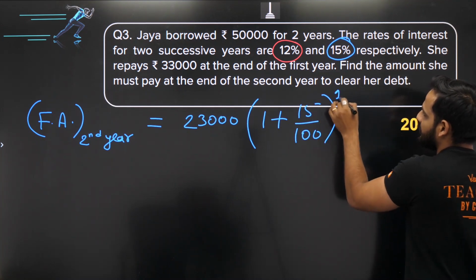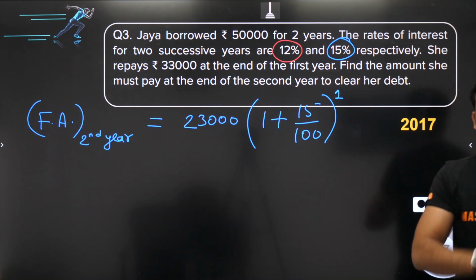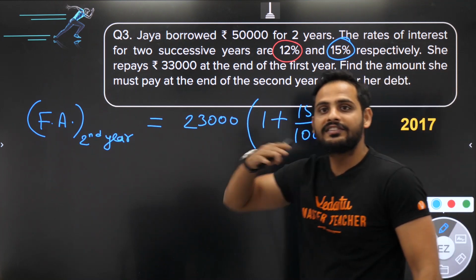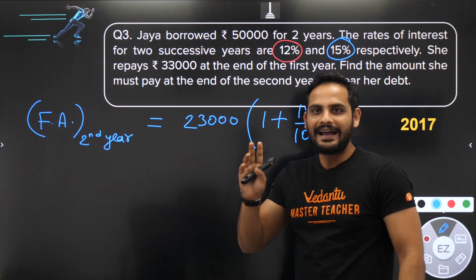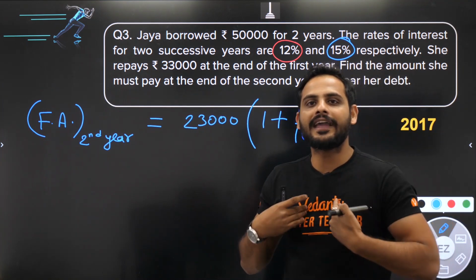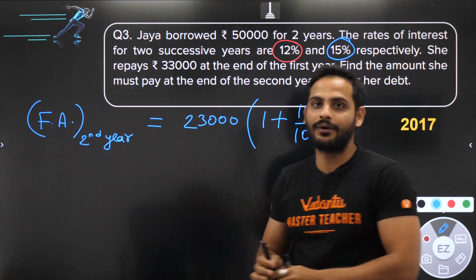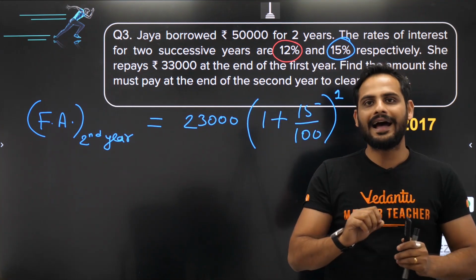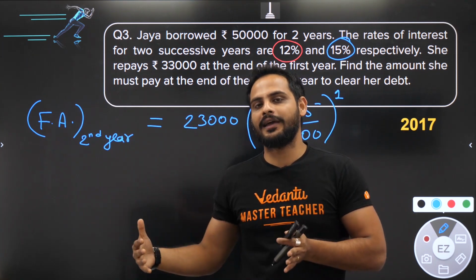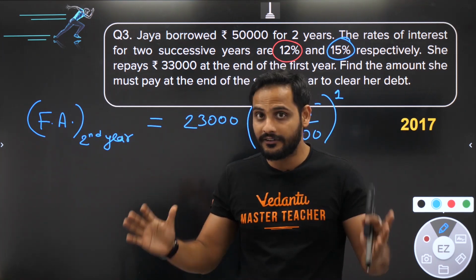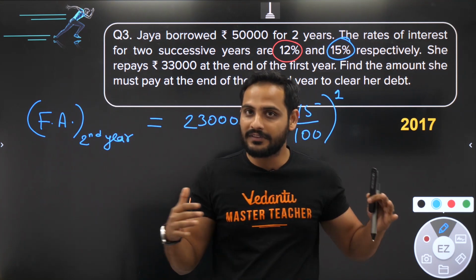So many people make the mistake here, they will make the power 2 here, which is wrong. Because I am calculating for the second year, I am not calculating for 2 years. There's a difference. I am at the second place in my class, so I am at the second rank. I have two boys in my class, that means there are only 2 boys. So there is a difference. When I say second place, that means there may be more.